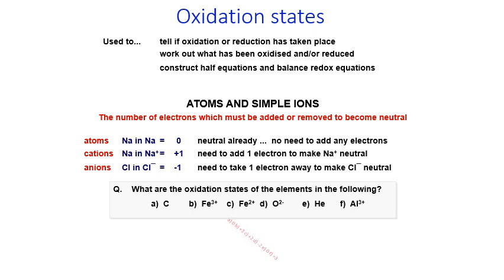So what you should have got was for carbon, it's going to be 0 because it's an element. Iron 3+ is going to be +3. That's the charge value. +2 for iron 2+. Oxide is going to be -2 because again that's the charge on that particular species. Helium, being an atom, is going to be 0, and aluminium 3+ will be +3 as an oxidation state because that's the charge on that particular ion.